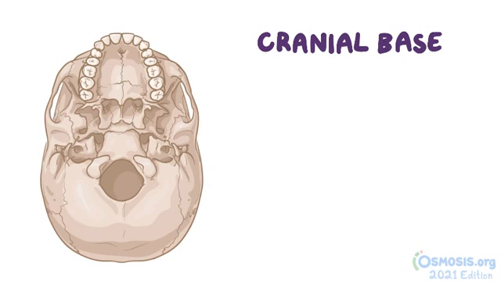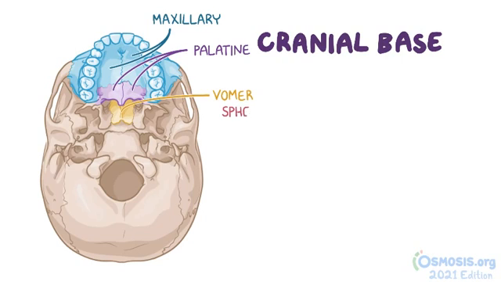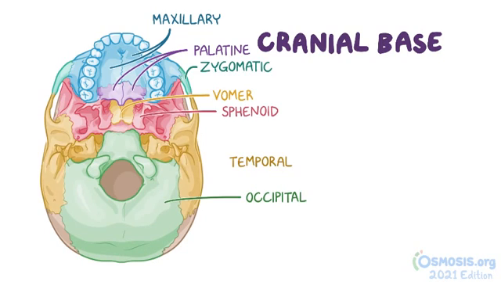Now, the cranial base is a highly irregular surface from both an external and internal view. So let's begin with the external surface of the cranial base, which is formed by the maxillary, palatine, vomer, sphenoid, and occipital bones in the midline, and the zygomatic and temporal bones laterally.